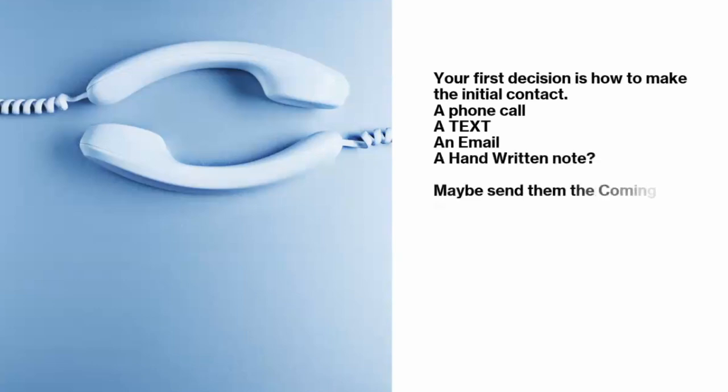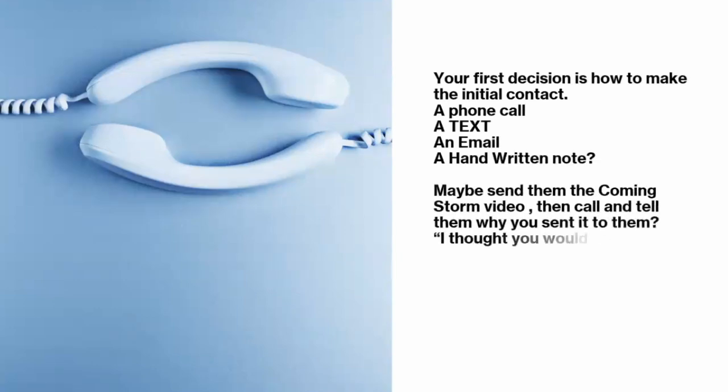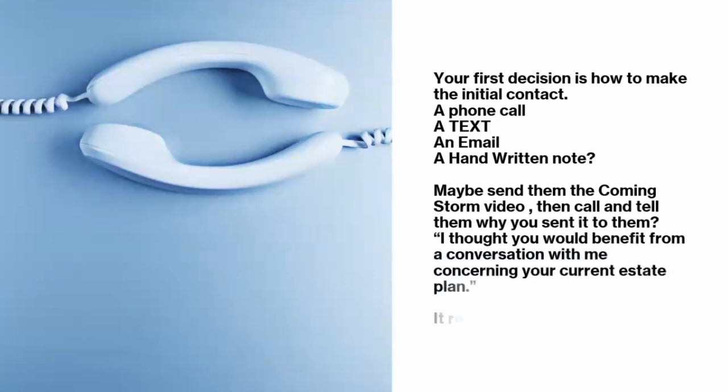Your first decision is how to make the initial contact. You've already got your suspect list. That's how you got to this class. Now you've got to decide, is it going to be a phone call, a text, an email, a handwritten note? Maybe send them the Coming Storm video, then call and tell them why you sent it to them. So why did you send it to them? You sent it to them because you thought they would benefit from a conversation with you concerning the current estate plan. Folks, it's really just that easy to implement.